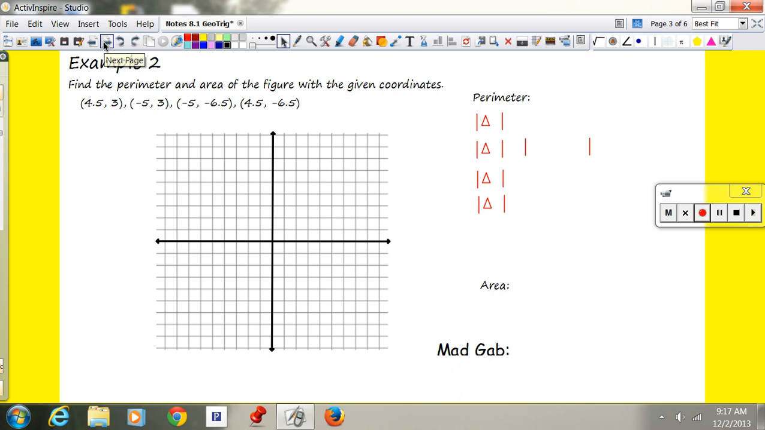Here we go. We got perimeter and area this time. Perimeter and area of the figure with the given coordinates. So we want to plot these 4 points. So if I went over 4.5 and up 3, that would be right over 4.5, 1, 2, 3, 4.5, and up 1, 2, 3, right here. And then my other point would be here.